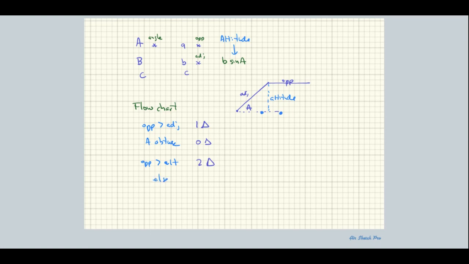And I could just say, if none of those are in there, and if we fall out right there, the opposite isn't greater than the adjacent, A is not obtuse, and the opposite is not greater than the altitude, that's when we get zero triangles.